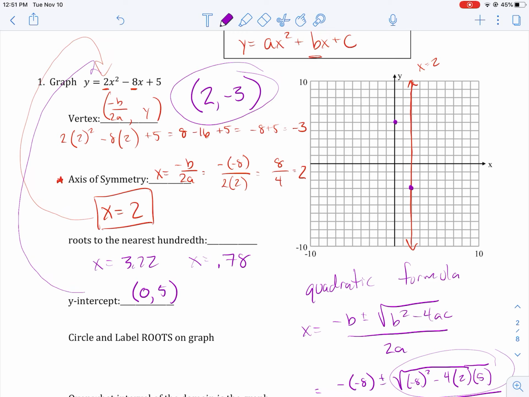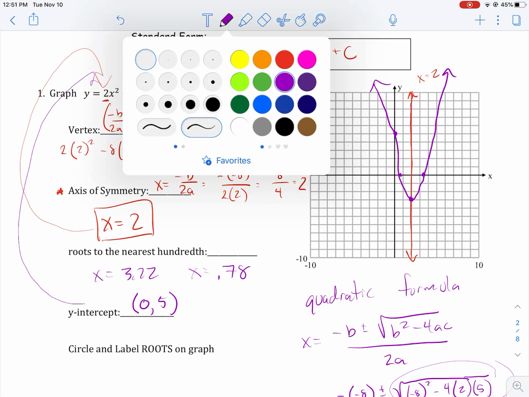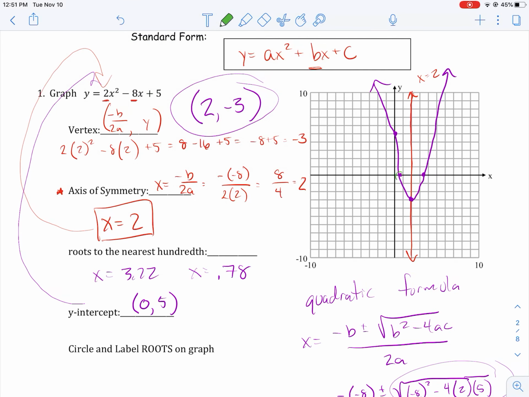All right, I got a couple other points here. Okay, finally, I've got enough to sketch this graph. We've got 4 points on there, and so there is our graph, or at least a sketch of it. It says circle the roots and label them. Okay, you got it. Roots. All right, what else do we have on this sheet here?